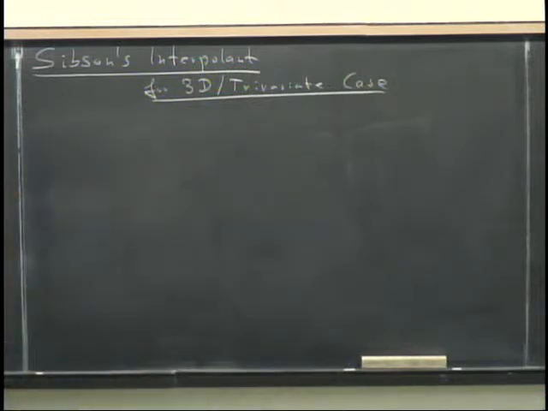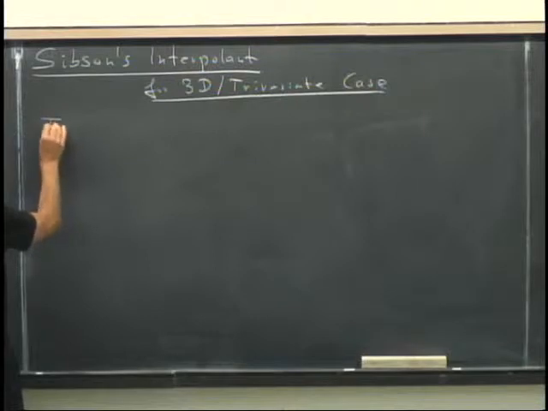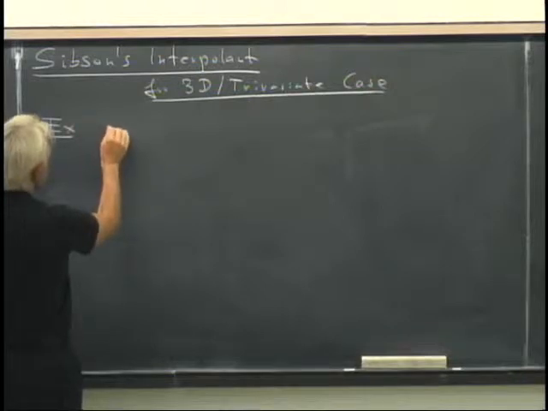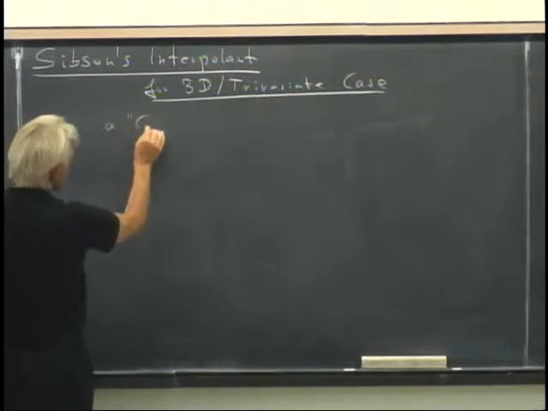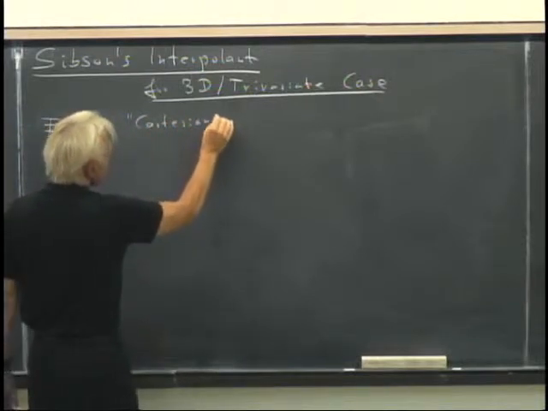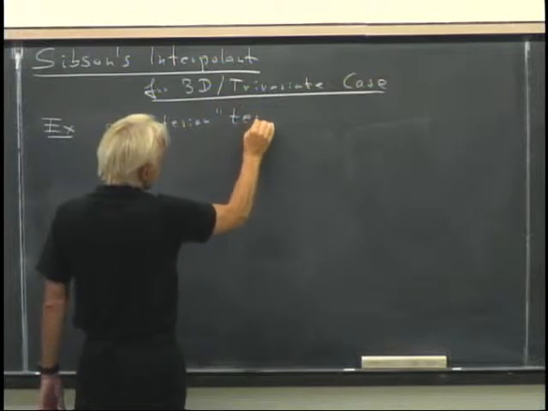Hard for me to draw. So I can only draw tessellations that are a bunch of cubes. Example. Tessellation, a Cartesian, right? Cartesian tessellation would look like this.